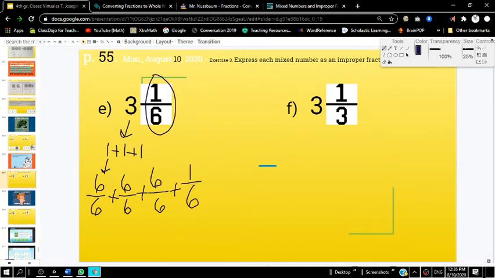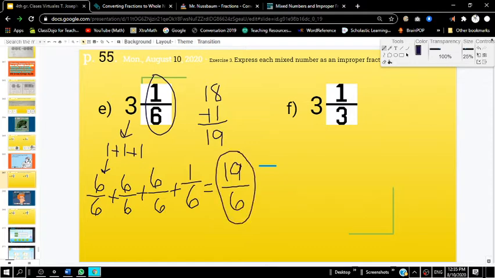I know that 6 plus 6 plus 6 equals 18. And 18 plus 1 equals 19. So my final answer is 19, and my denominator stays the same. 19/6 is my improper fraction, which again is the same as 3 1/6.